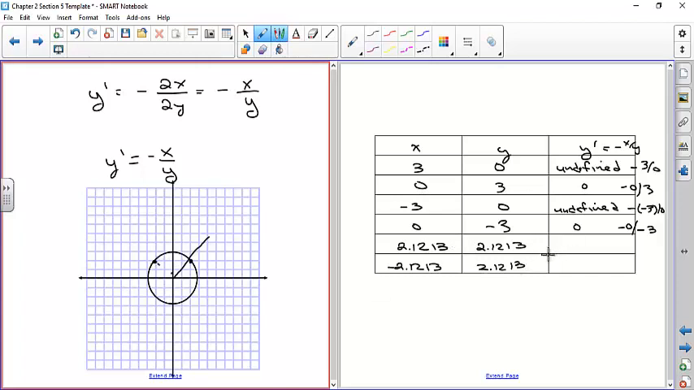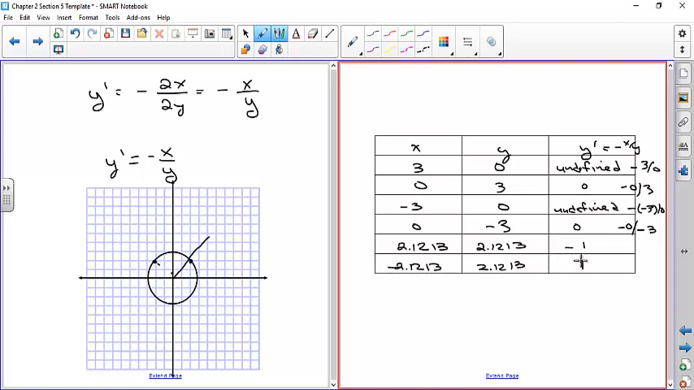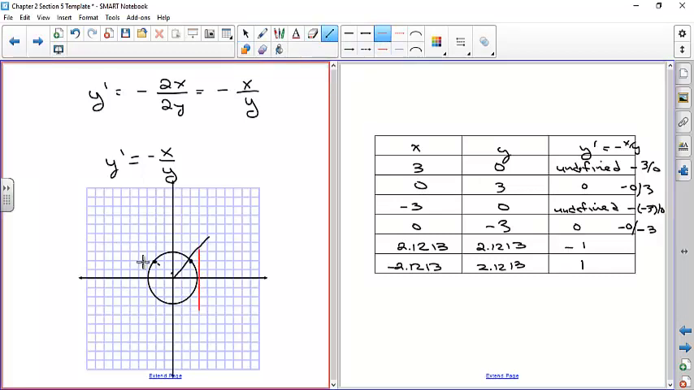So if you plug those in, what you end up with is negative the ratio of those two. Well, they're the same thing. So you end up with negative 1. And here it's going to cancel out with one of those negatives, and you end up with positive 1. So here are the tangent lines. Let's draw the tangent lines. So those are the first four points.